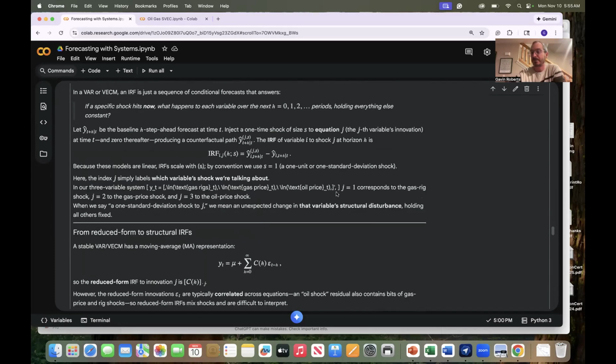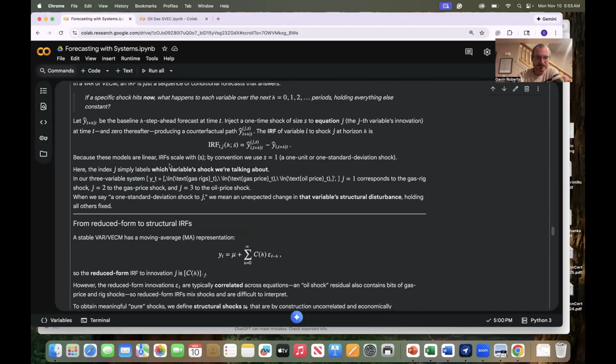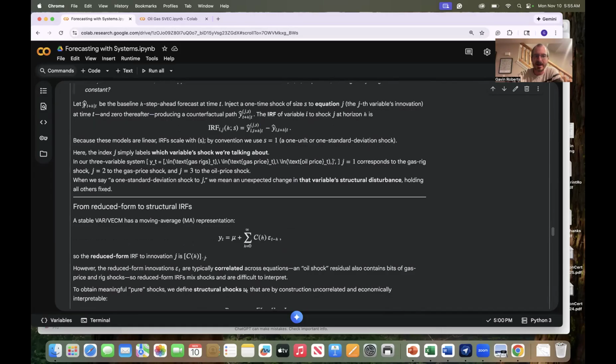So that's the idea behind impulse response functions. It might be really nice to say, okay, we're going to shock the system that we've estimated, and then we can forecast out how the system will evolve based on shocks. So let y hat, because it's a forecast, be y hat t plus h. So we're going to go h periods in the future. H could be 0, 1, 2, be the baseline h step ahead forecast at time t.